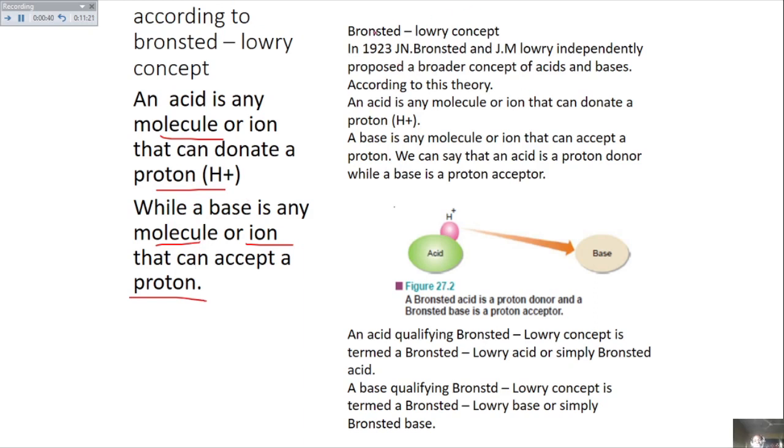Now when you look at this, according to the Bronsted-Lowry concept, in 1923, J.N. Bronsted and J.W. Lowry independently proposed a broader concept of acid and base. According to this theory, an acid is any substance or ion that can donate a proton. A base is any molecule or ion that can accept a proton. We can say that an acid is a proton donor, while a base is a proton acceptor. This one is donating to a base. Therefore, an acid qualifying under the Bronsted-Lowry concept is termed a Bronsted-Lowry acid, or simply a Bronsted acid. A base qualifying under the Bronsted-Lowry concept is termed a Bronsted-Lowry base, or simply a Bronsted base. Now let's see what happened here.